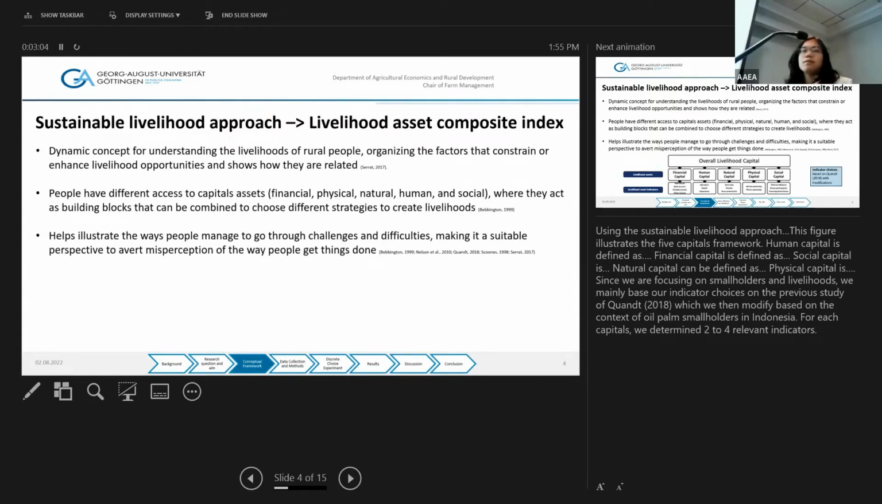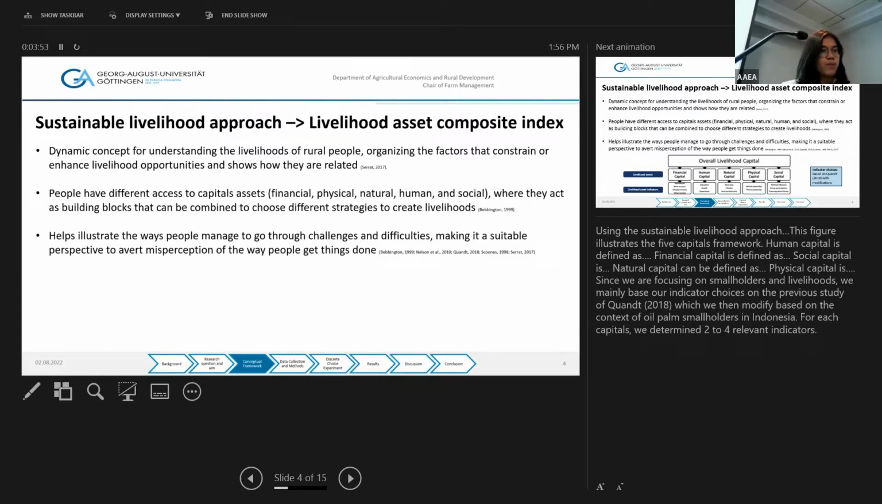So to see the latent heterogeneity, I use this framework, and I'm assuming most of the people here have already heard about the sustainable livelihood approach. It's a dynamic concept for understanding the livelihoods of rural people, where the factors that constrain or enhance livelihood opportunities are organized to show how they are related. Smallholder farmers have different access to capital assets, such as financial, physical, natural, human, and social assets, which act as building blocks that can be combined to choose different strategies to create livelihoods. By using this framework, it helps illustrate the way people manage to go through challenges and difficulties.